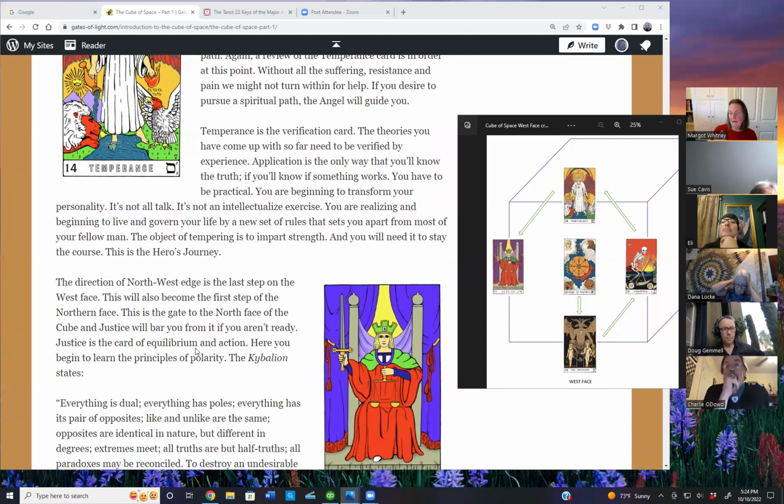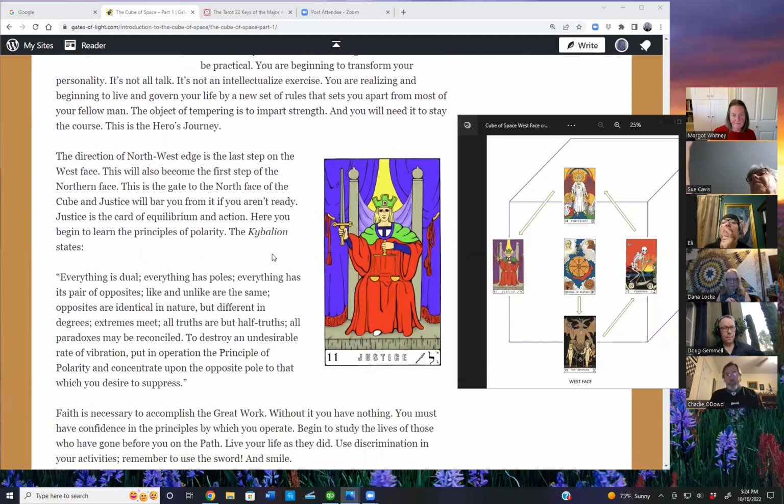It's how swords were made. They were put in a fire and red hot, and then pounded and then put into water, and then fire and water and fire and water. And that's temperance. It imparts strength. You will need it to stay the course. This is the hero's journey.